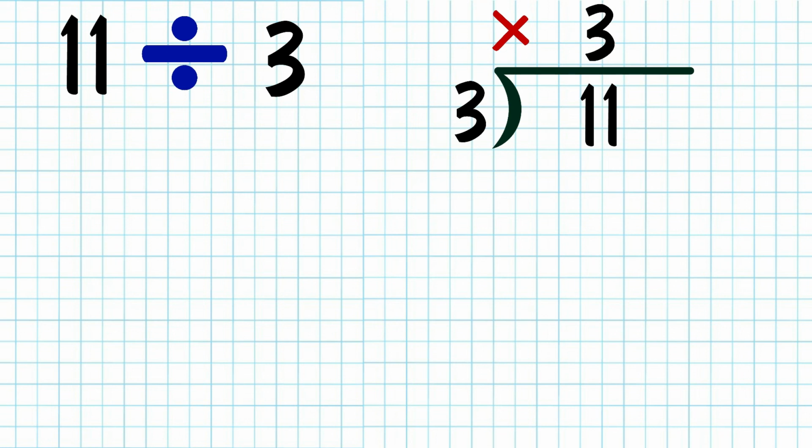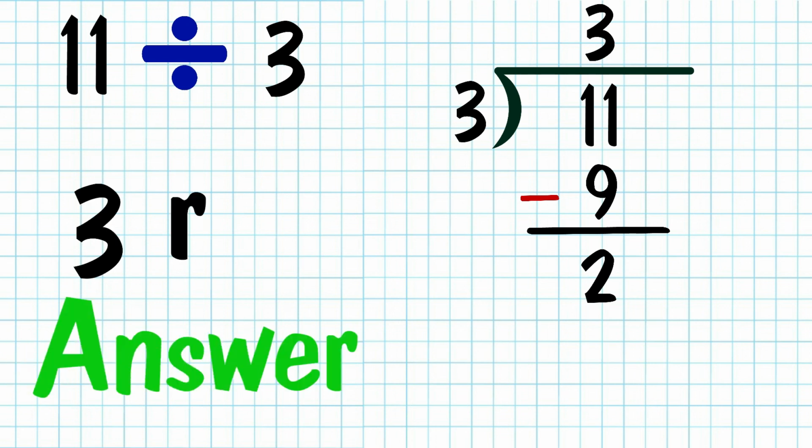Let us try with 3 times 3. It gives us 9. If we give away 9 candies out of 11, we are left with only 2 candies. And we have divided the rest of the candies into 3 equal groups, which are 3. So, our answer is 3 remainder 2.